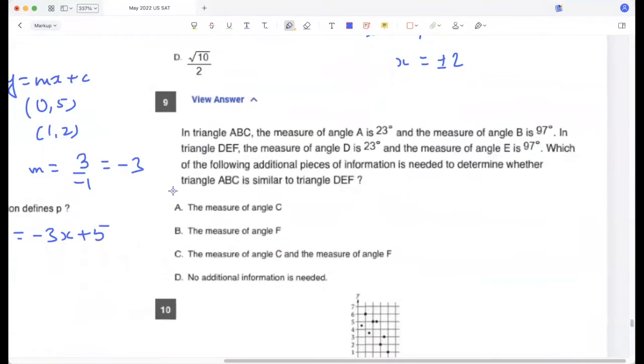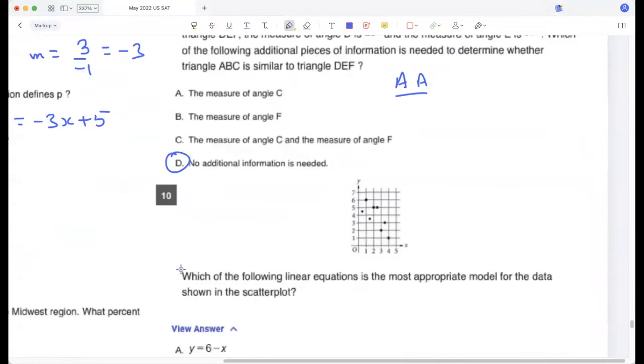In triangle ABC, the measure of angle A is 23 and the measure of angle B is 97. In triangle DEF, the measure of angle D is 23 and the measure of angle E is 97. Which of the following additional pieces of information is needed to determine whether the triangles are similar? So actually, you don't need any other information, right? Because by the AA property, they are similar triangles since two angles are correspondingly equal. So D is the answer.